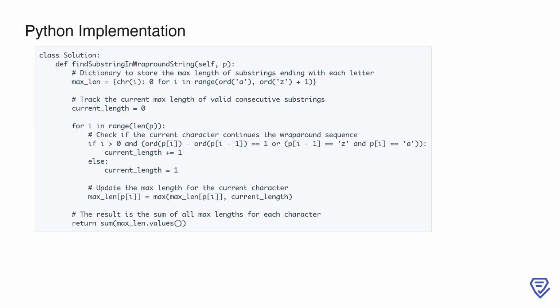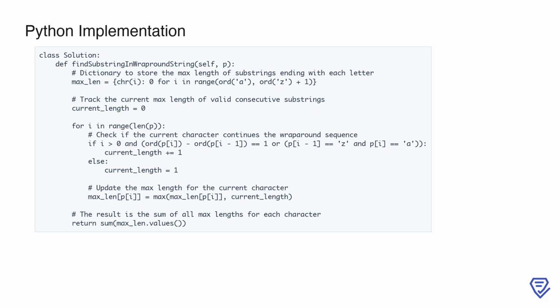Key observations. The wraparound nature of the string is handled using the condition ord(p[i]) - ord(p[i-1]) equals 1, or p[i-1] equals 'z' and p[i] equals 'a', which checks for consecutive letters with the z to a transition. By storing only the maximum lengths for each ending character, we efficiently avoid counting duplicate substrings, keeping the solution optimal.